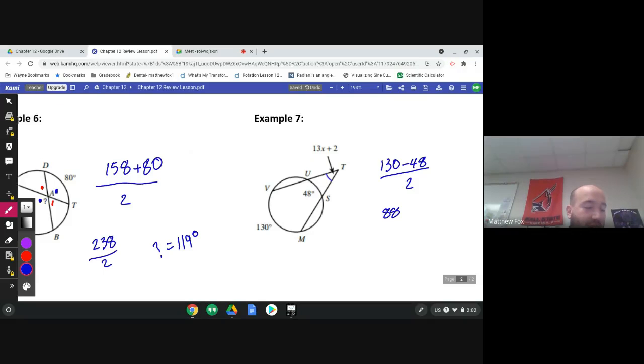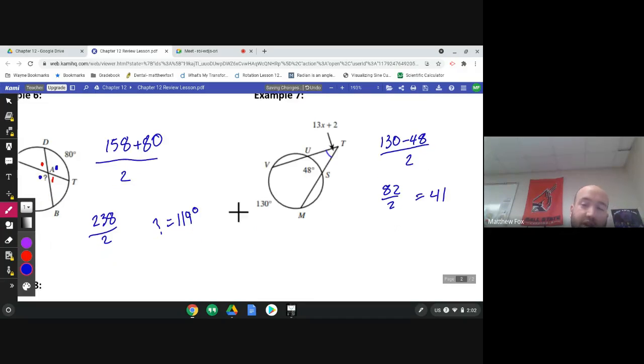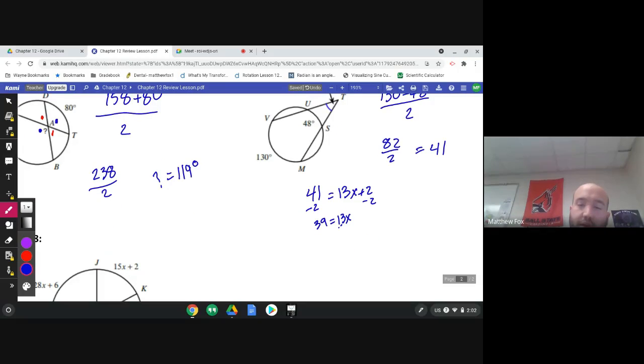So then when we divide that by, sorry, I misspoke, not 88. It's going to be 82. Okay, so now if we divide that by 2, we'll get a value of 41. Now 41 would be what this angle is. We're not quite done. We got to set that equal to that. So 41 equals our 13x plus 2. Subtract 2, we'll be left with 39 equals 13x. Go ahead, divide by 13, x will equal 3.